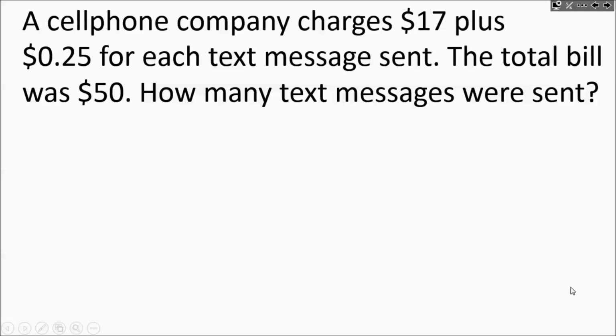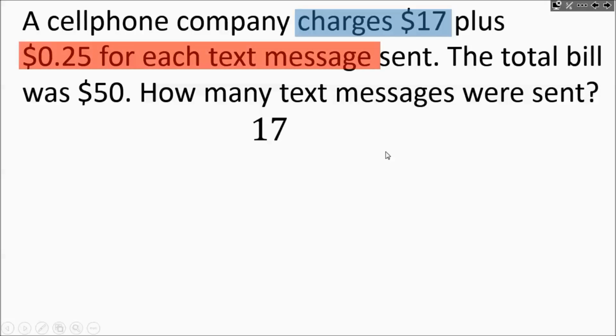Cell phone company. A cell phone company charges $17 plus 25 cents for each text message sent. If the total bill was $50, how many text messages were sent? So let's just figure out what they're charging. $17 down payment doesn't change. No matter what, even if you sent no texts at all, you'd still have to pay $17 plus 25 cents for each text. And your bill was $50.